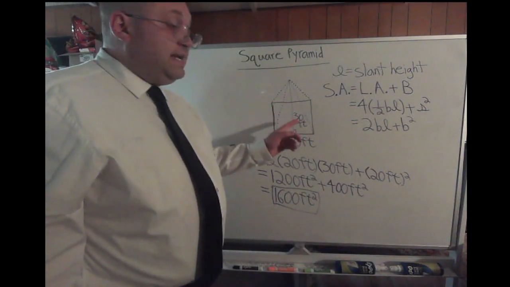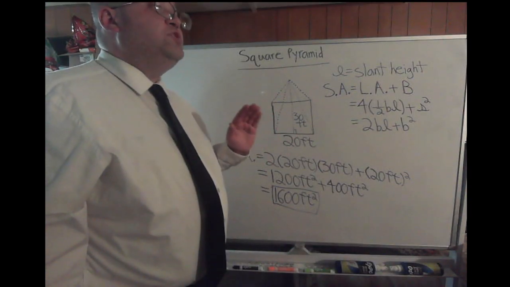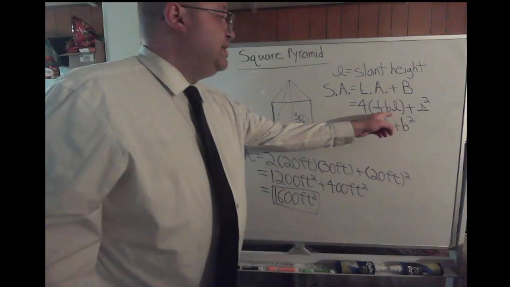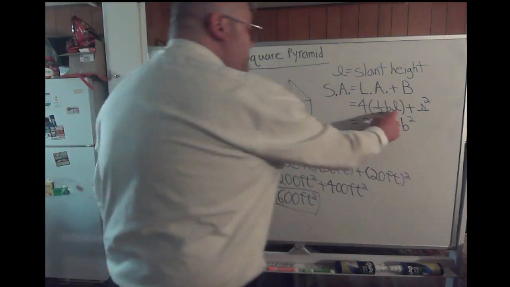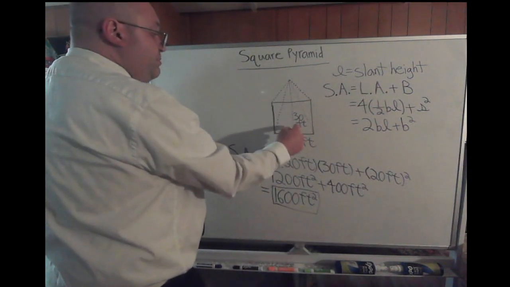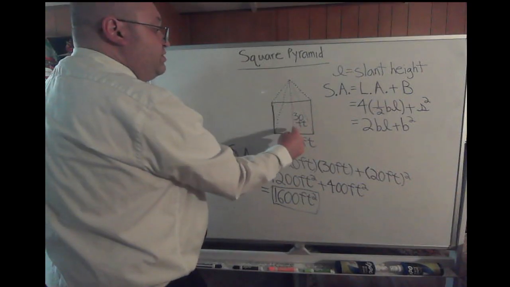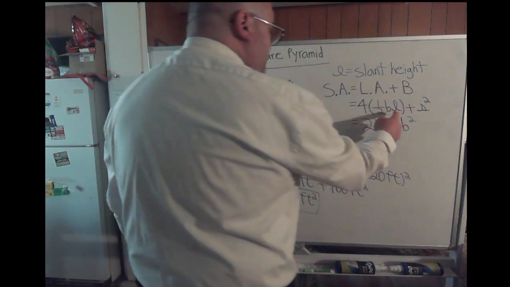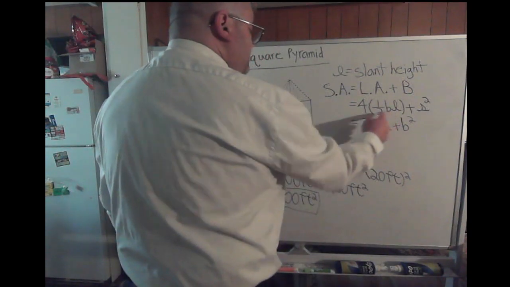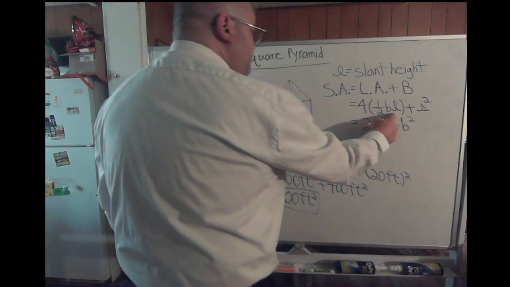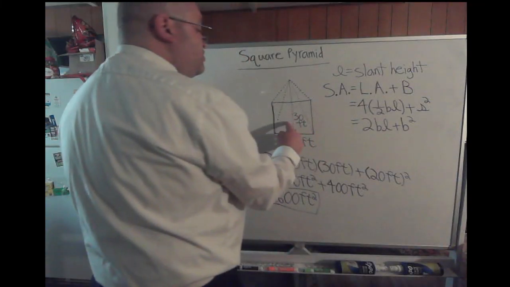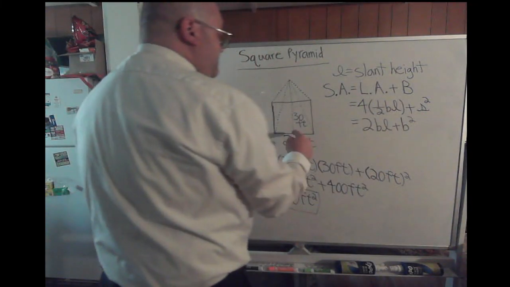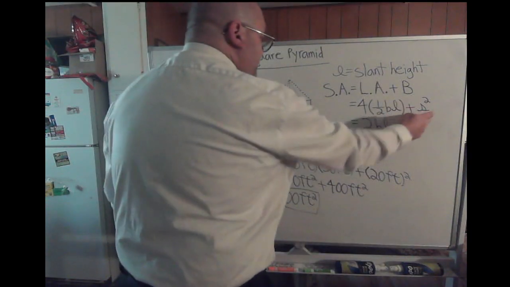Now each face in any pyramid is always a triangle. So you'll take the number of faces times the area of a triangle, where that L is the slant height, not the height of the pyramid, but the height of each triangular face. So it's going to be the number of faces times the area of a triangle plus the area of the square base, which would be a side length of the square to the second power.